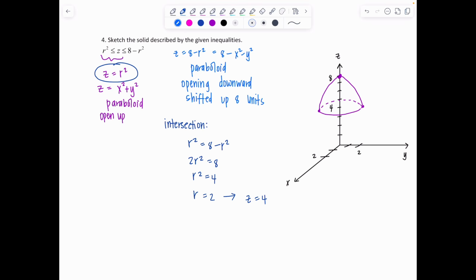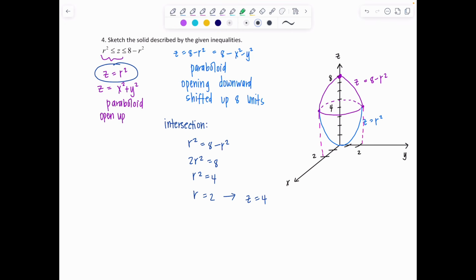Very good. Then I have the paraboloid opening upward. It's going to intersect at the same place. So this is z equals r squared. And this is z equals 8 minus r squared. Hopefully you can see that the intersection occurs at a circle of radius 2. So z is everything between and on these paraboloids.